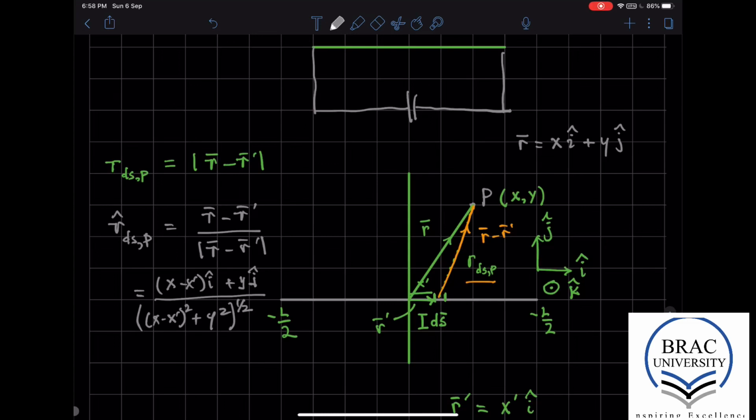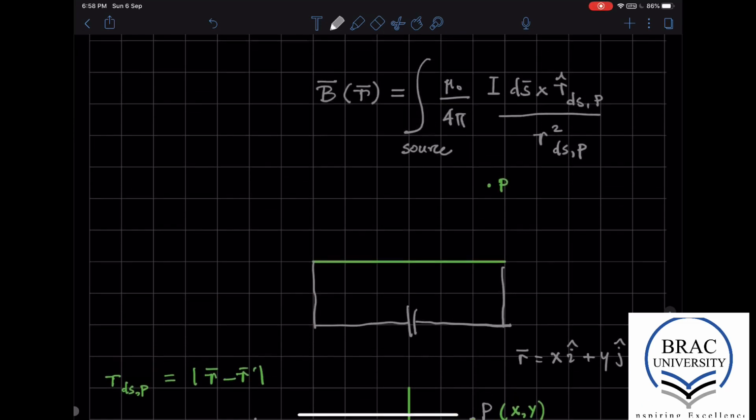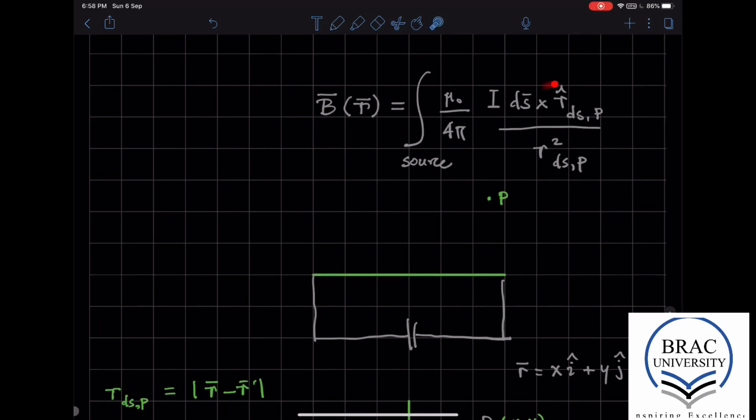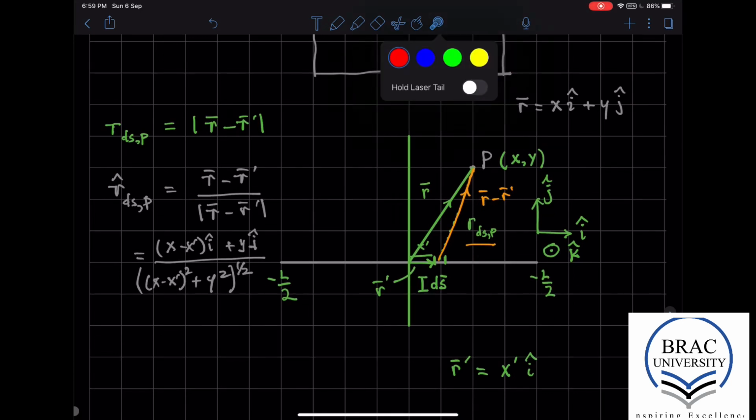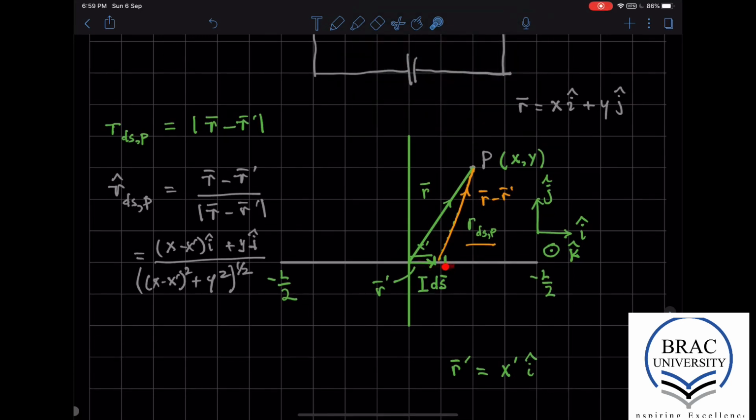The other thing we need for the Biot-Savart law is to know how the cross product of these two things is going to play out. Here we see that ds is pointing in the i direction, and in this vector we have both i and j, so there will be a cross product between i and j. And let me remind you, the cross product of i and j is given by k.